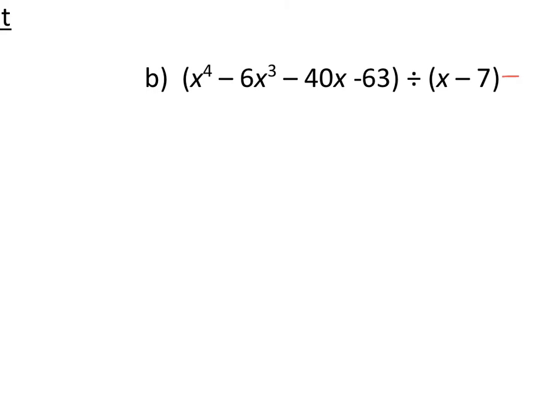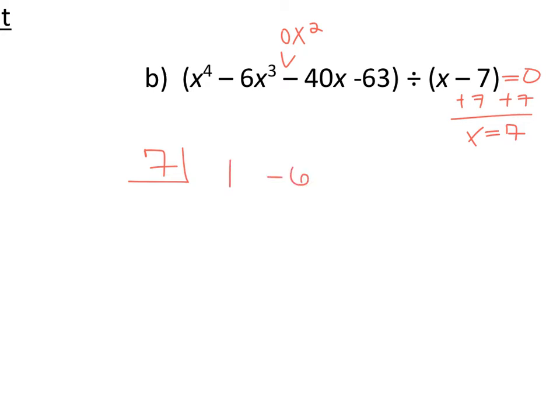So I'm going to set this equal to 0. It's always going to be the opposite sign. You really don't have to show this step, but I'm just showing it for good measure. And then I'm going to make sure that I am not missing any exponents and they're all in order. So yes, this is the highest exponent. This is the next highest. Oh no, I'm missing x squared. So I need to put in 0x squared right there. Okay, so I now take my coefficients, 1, -6, 0, because we're missing x squared, -40, and -63.